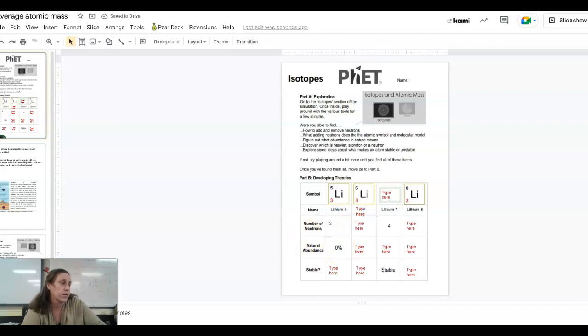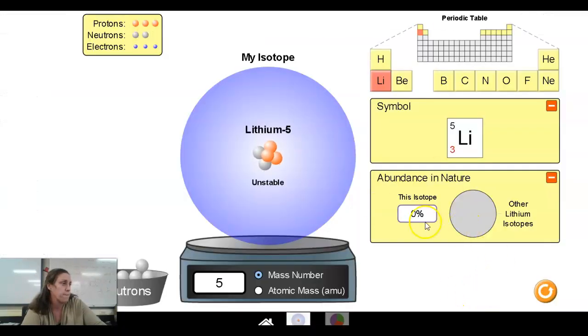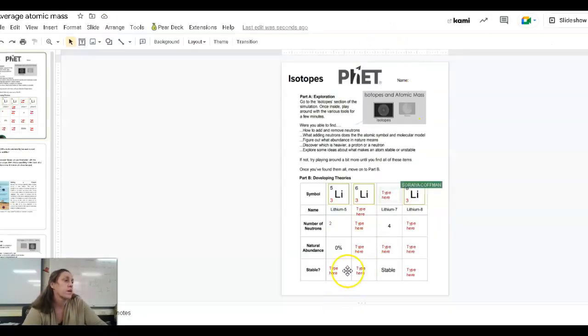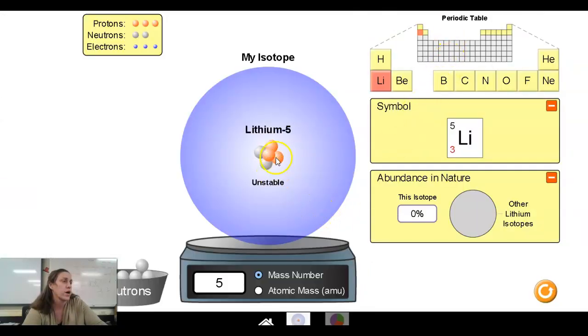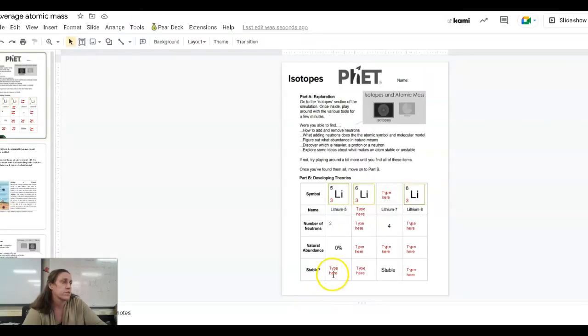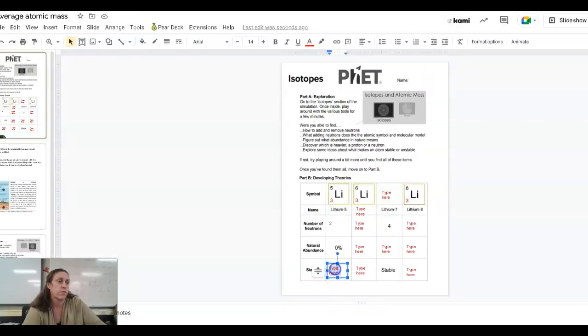I'm going to go down here, 0 abundance. Let's check that. Boom, right there. So where's that? Natural abundance. Let's find where that, oh, abundance in nature. So that's what it is. Okay. Is it stable? Yes or no? Let's see. It says right here, if it's shaking, it's unstable. So this is, you can write no, you can write unstable. Okay. All right, got it?